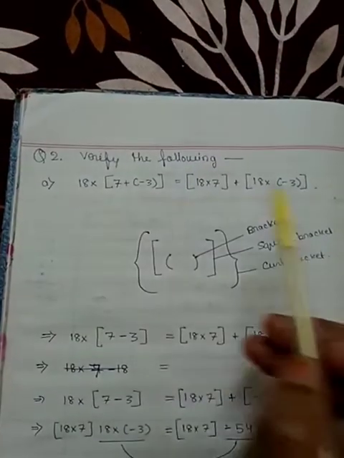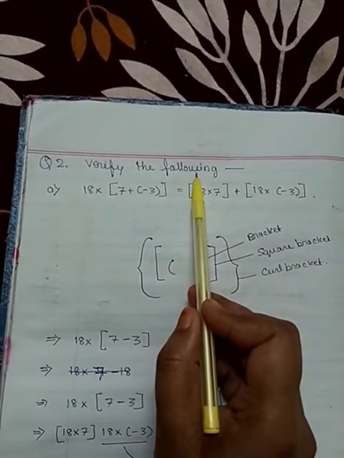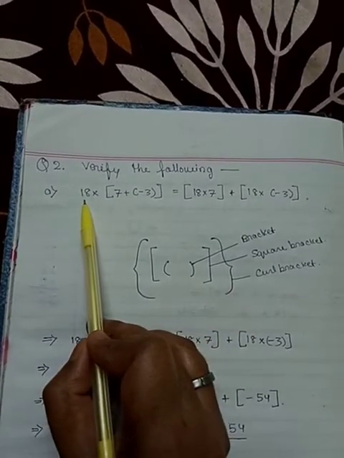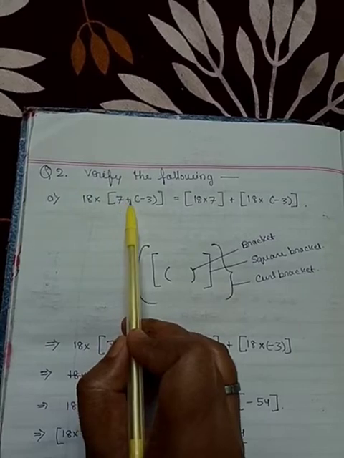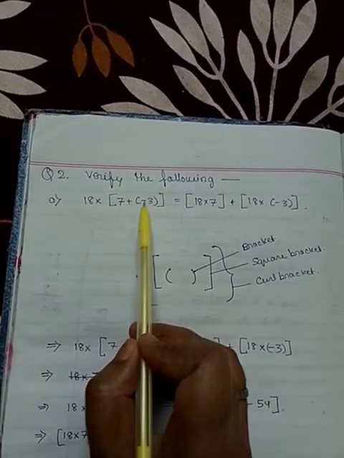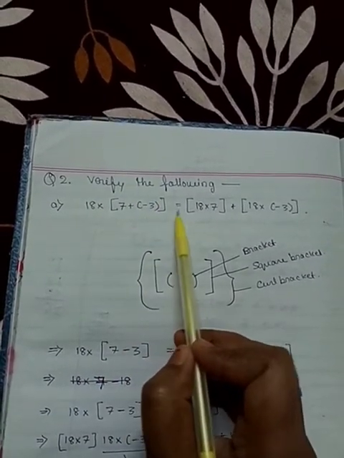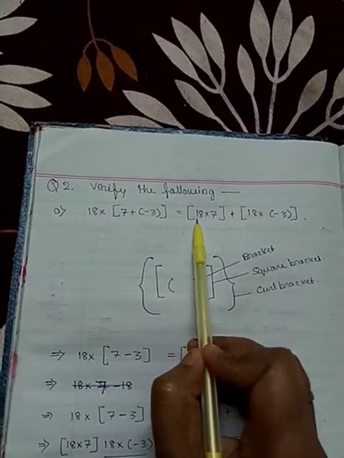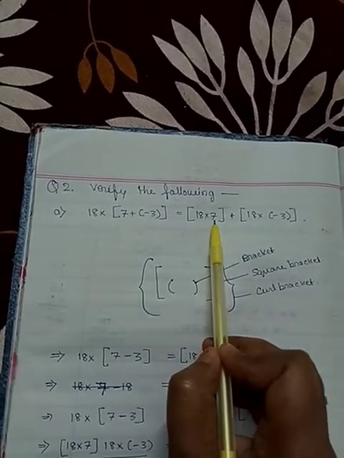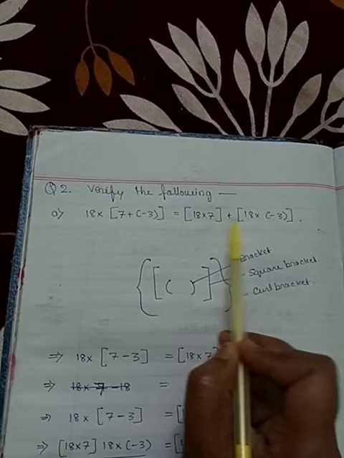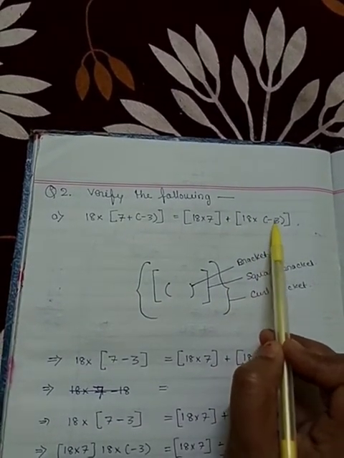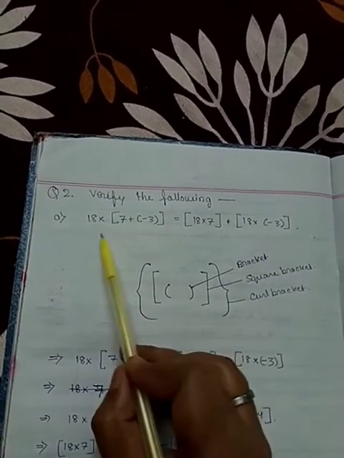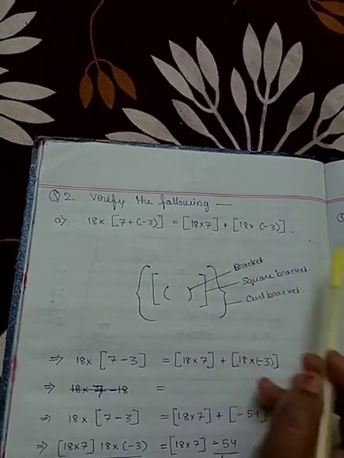So come to question number 2. What is the question saying? Verify the following. The question is 18 into square bracket open, 7 plus bracket minus 3 bracket close, square bracket close, equal to square bracket open, 18 into 7 square bracket close plus 18 into bracket open minus 3 bracket close square bracket close. What is the question saying? You just see.